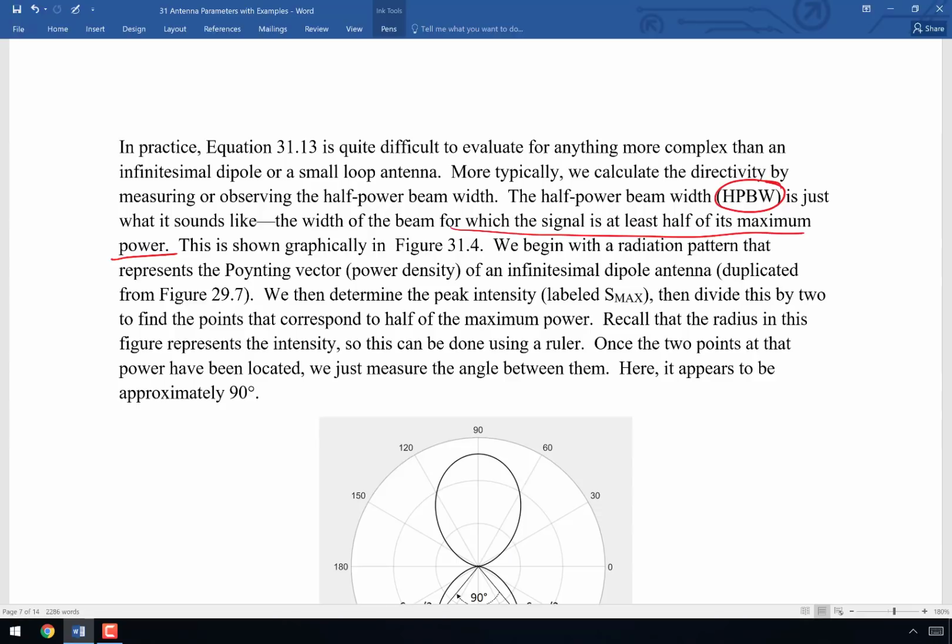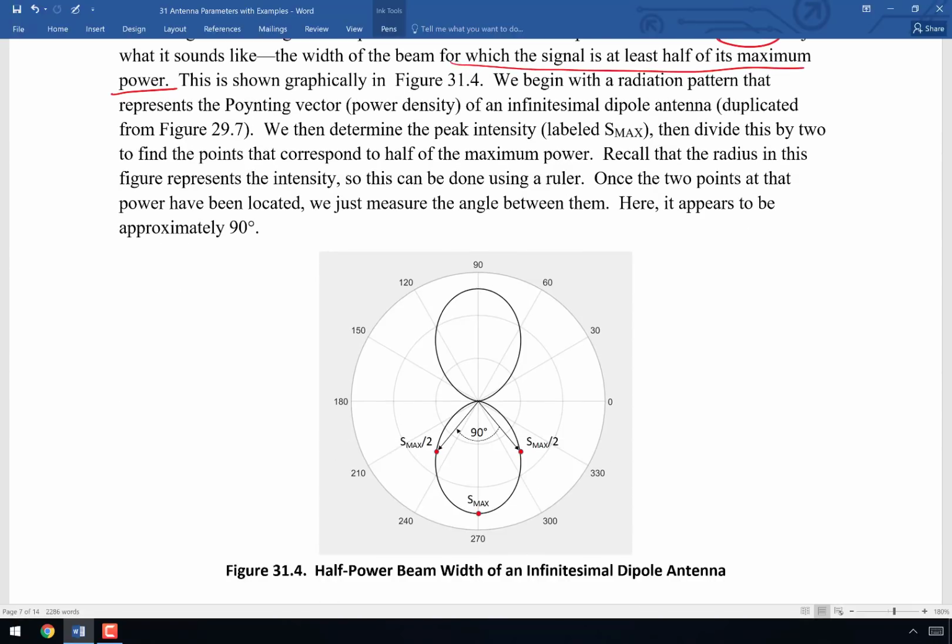Now, I should probably not have done that because I actually did it for real here. So here you can see this is S max, and whatever S max is, I can calculate 1/2 of S max on both sides, find the 2 points that correspond to S max over 2, and then find the angle between them, and it turns out in the case of the infinitesimal dipole antenna, it's 90 degrees. So the half-power beam width is equal to 90 degrees, which we will often write in radians, so it would be pi over 2 radians.